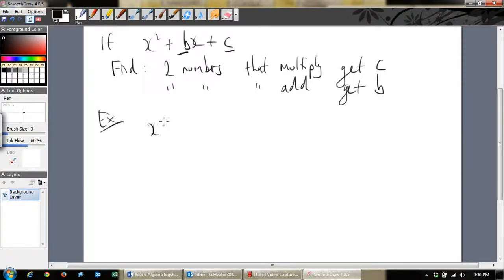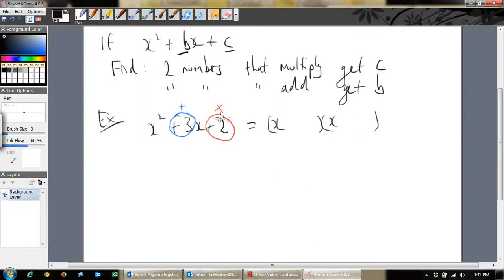This is very simple at the moment. x squared plus 3x plus 2. What we've got here is a positive c, positive 2. We want to find two numbers that multiply together to give positive 2, and when you add them together they give positive 3. Can you think of those two numbers? Then we write it in two brackets like this, with x and x, and we write our two numbers in each of these brackets.